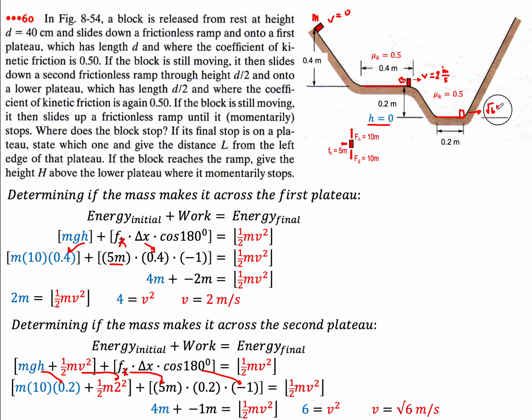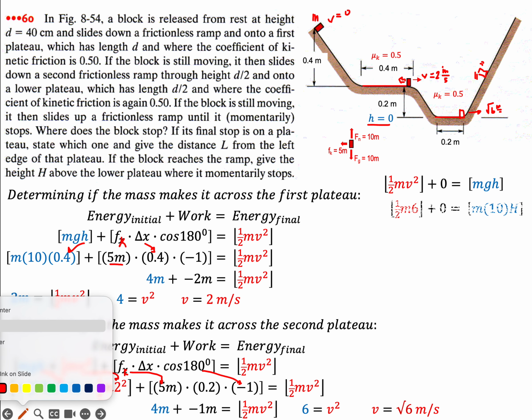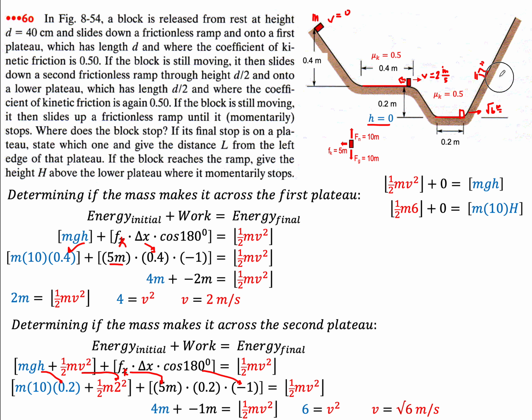Final step on this one, we're trying to figure out how far up the ramp it's going to go before it briefly stops. How are we going to do that? Well, we're going to measure the height that it goes to. I'm going to change this real quick to capital H over here, and we're going to figure out the maximum height above the bottom here that this is going to go. So this becomes capital H over here. Velocity squared becomes 6. Remember, our velocity at the end there was square root of 6.